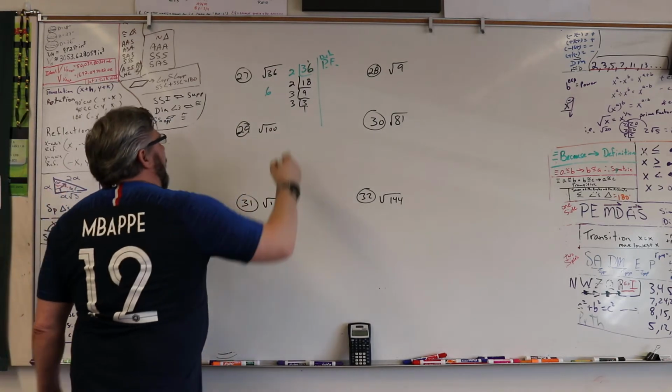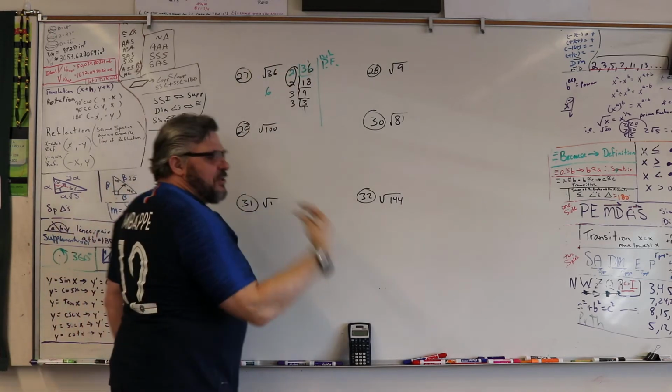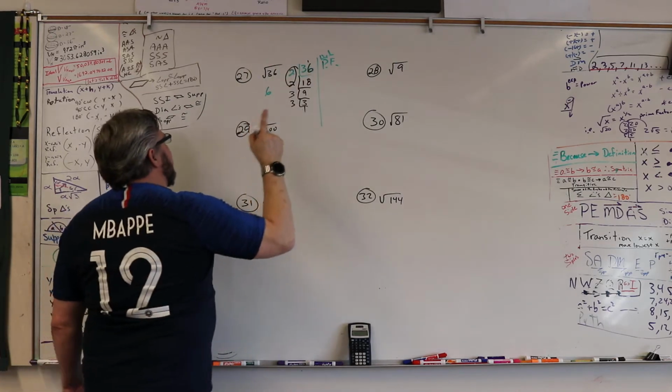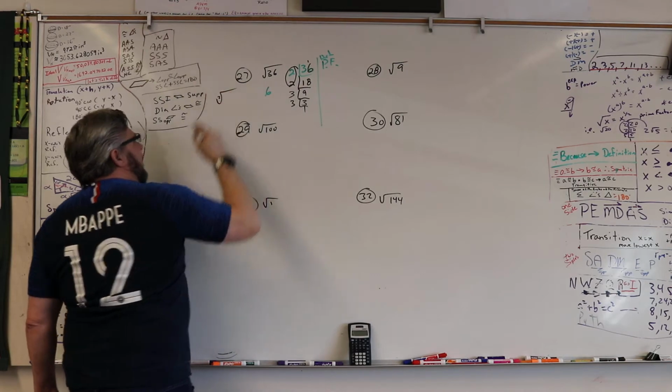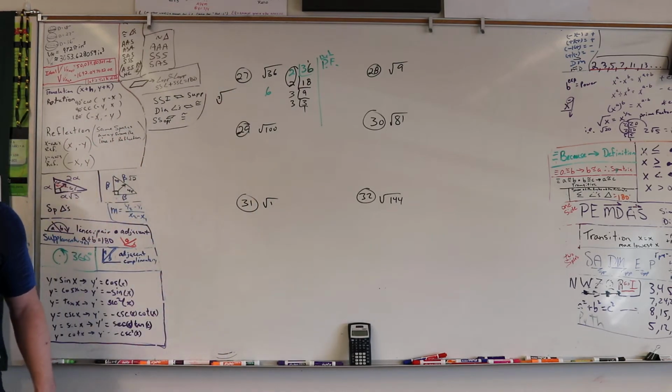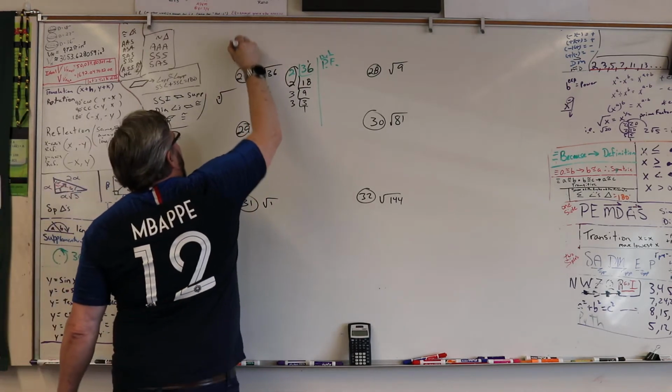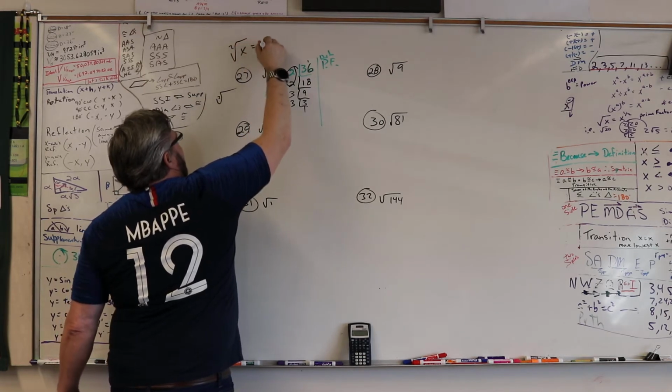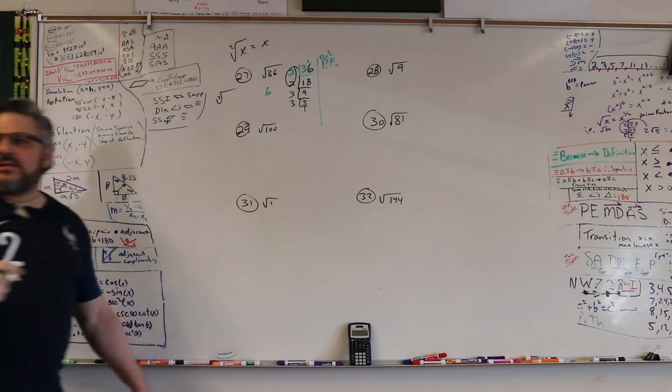So you circle your pairs. The reason we're doing pairs is a square root really has a hidden 2 right there.